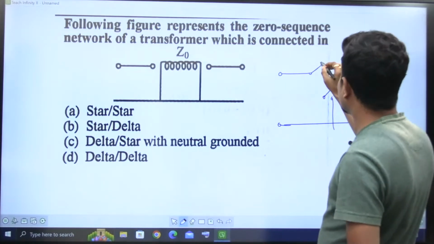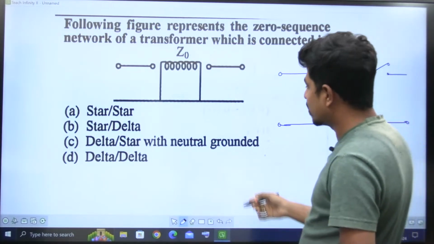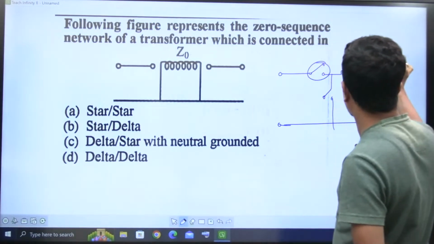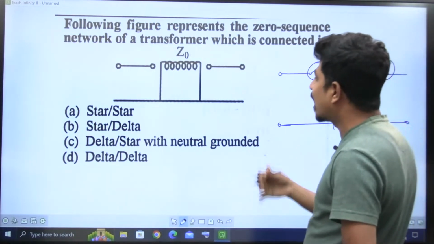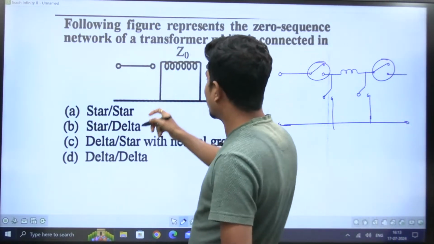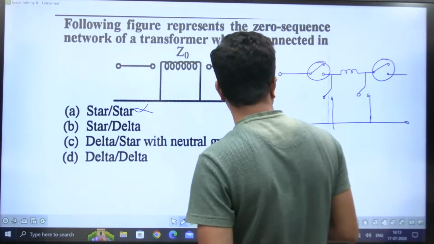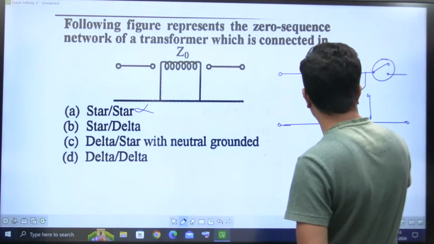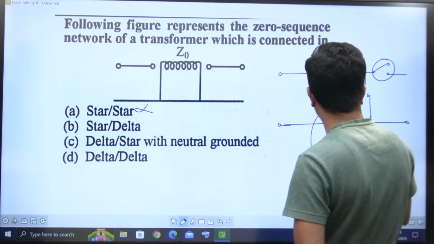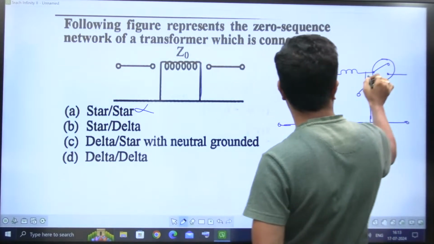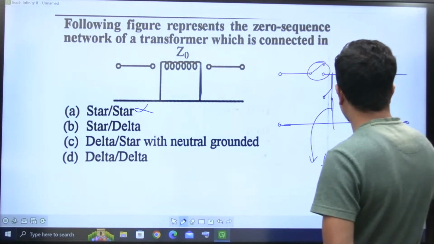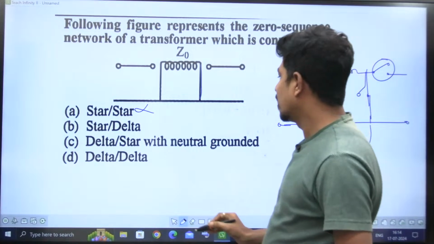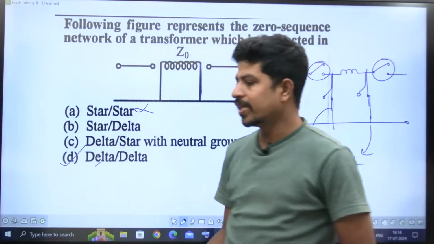Now, series switches will be operated for star by star, for star. If series switches are open, it is not star. Both the shunt switches are closed. Shunt switch is closed, primary side delta. Secondary side also shunt switch is closed, secondary side is also delta. The answer is delta by delta. Option is D, delta by delta.